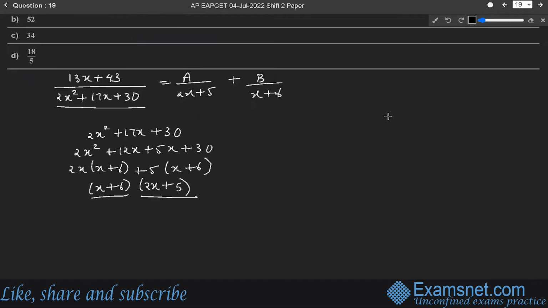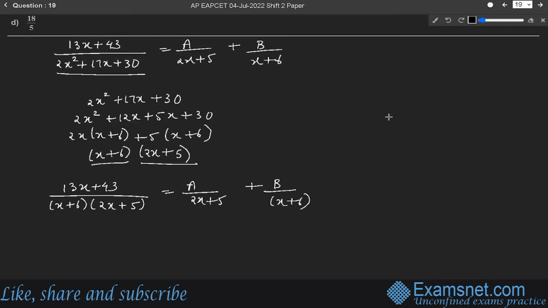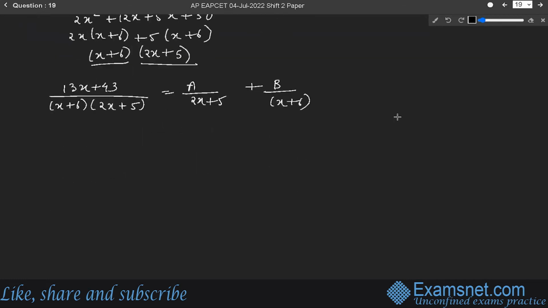So replacing this value here, we will get (13x plus 43) divided by (x plus 6) into (2x plus 5) is equal to a upon (2x plus 5) plus b upon (x plus 6). Now you can see that the terms are equal here, x plus 6 and 2x plus 5. Here also x plus 6 and 2x plus 5. So let us take the LCM.